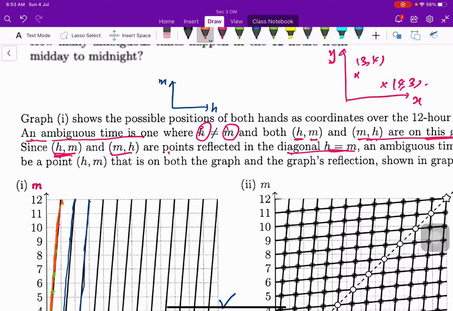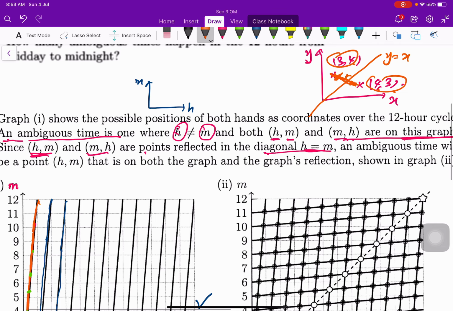Do you realize that these 2 points are the reflection of each other about the line y equal to x? It's a reflection. It means in this case, the distance here and the distance here are the same. Right? Therefore, can you see that this is the ambiguous point? You can read 3, 4 or 4, 3, right?